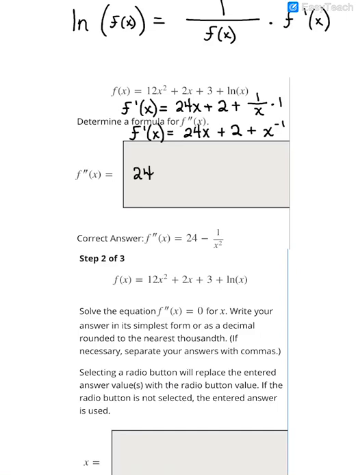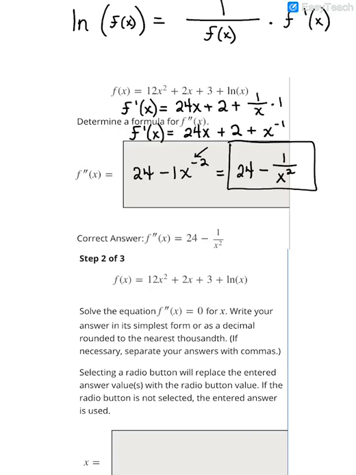The derivative of the positive 2 is 0. And then when I go to take the derivative of x to the negative first, I get negative 1 times x to the negative second. And so notice they go back and they just rewrite it as 24 minus 1 over x squared. Because of that negative power, they end up putting the x back in the bottom. So that is step 1.